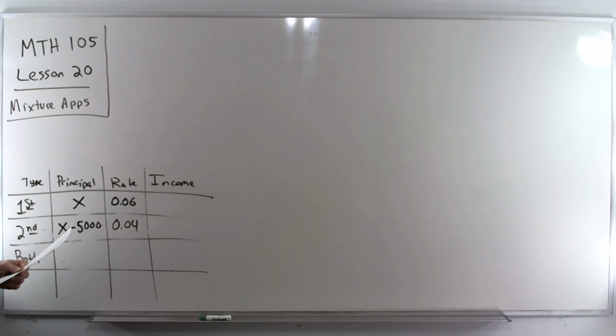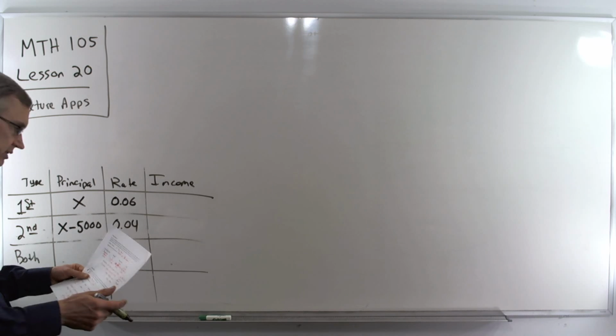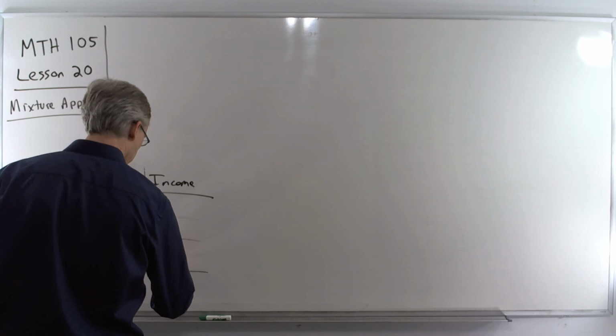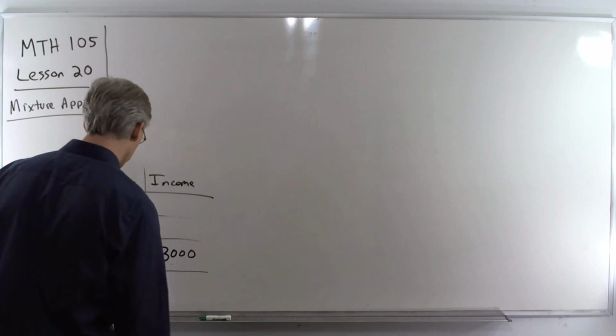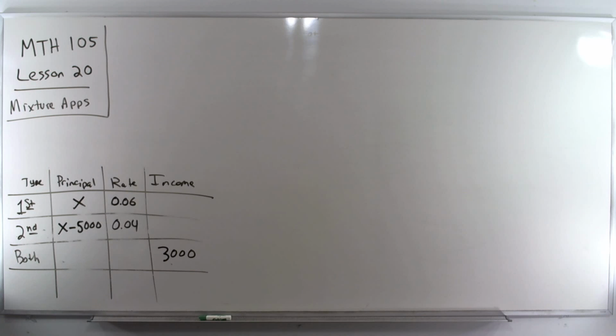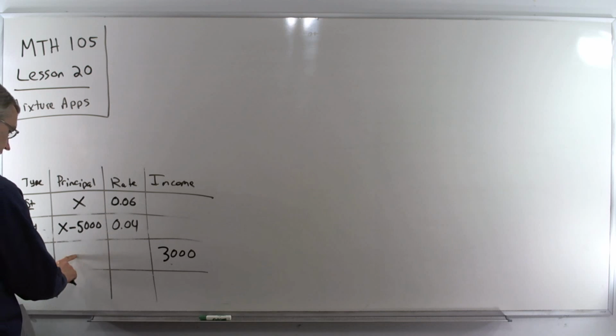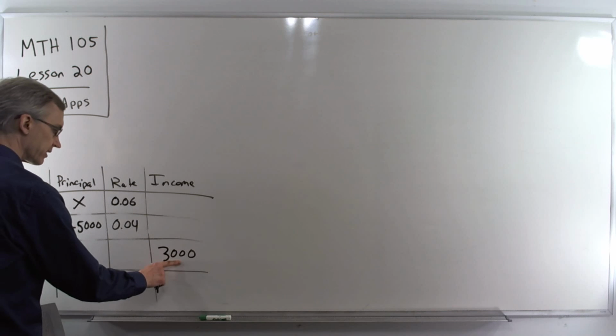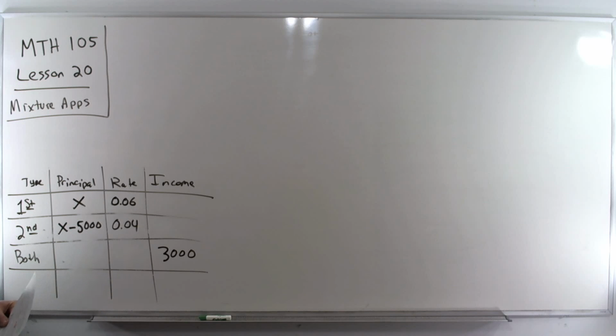Now we know already the total income. It says the total interest earned over 1 year is 3,000. So that goes in the total income column. And now we're ready to multiply straight across. Remember, we don't even need to fill these in because we're already given this number. So don't make things harder than they need to be. Fill in what we need.